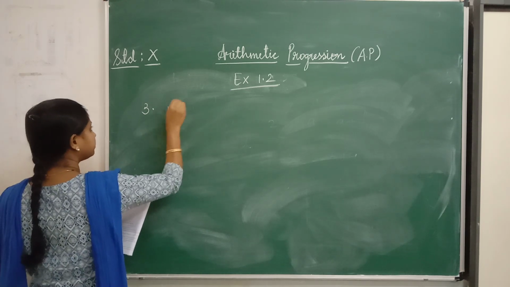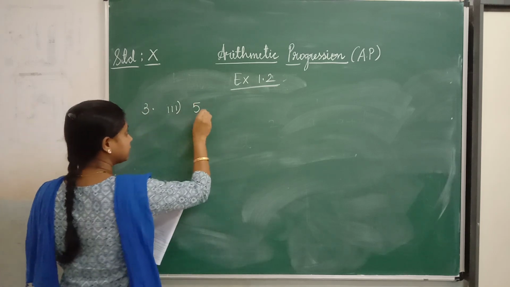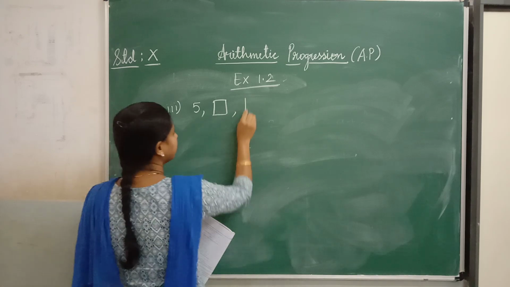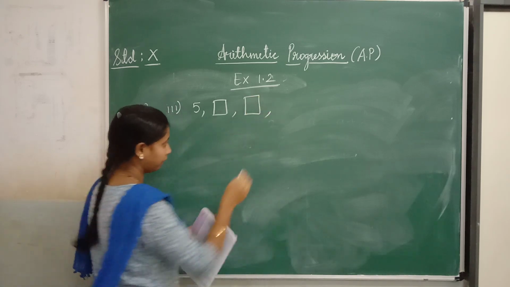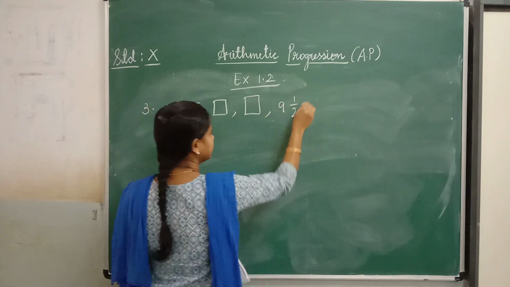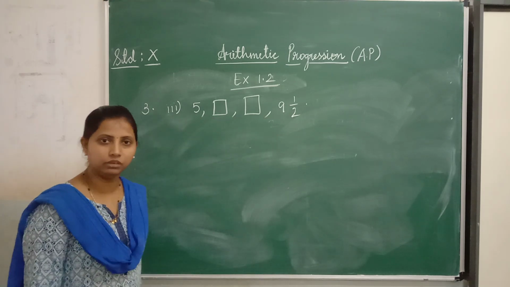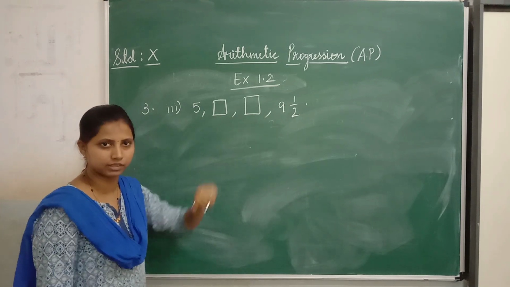Third one. The first term is 5. The second term we have to find. Even the third term we have to find. And the fourth term is given as 9 and 1 by 2. This is the AP given. You have to fill up these two boxes.